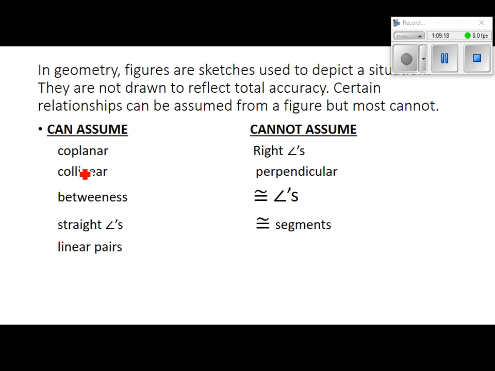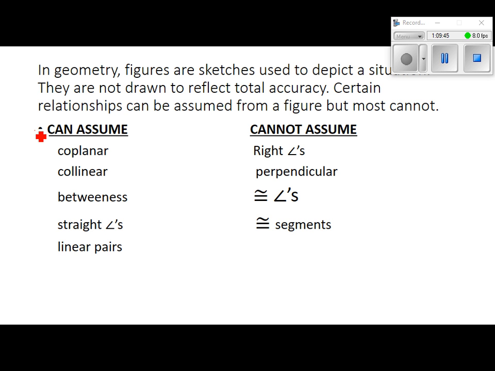Last thing real quick. Find this on your paper and copy this. Things you can assume, things you cannot assume. We only got a couple minutes, so copy quickly. When you're looking at a picture, you can assume that things are coplanar, right? So they're not going to do this to you.